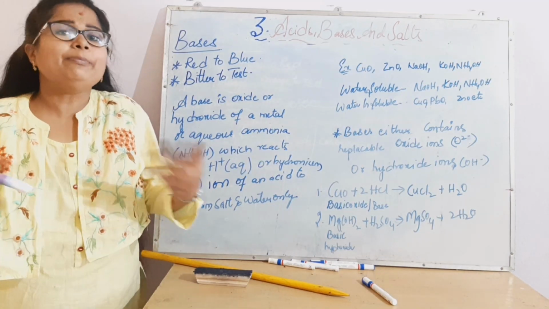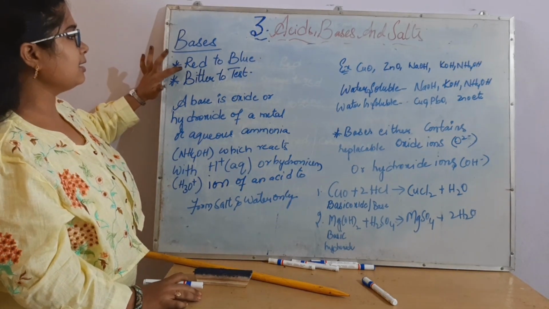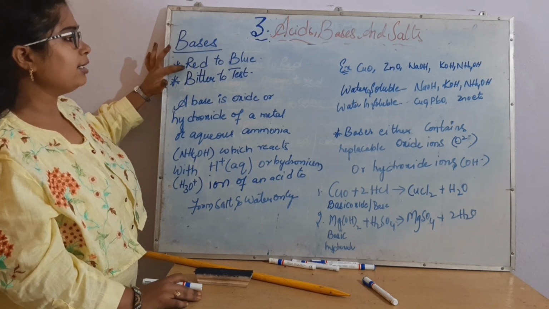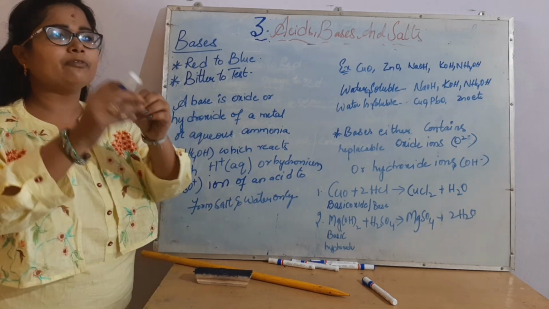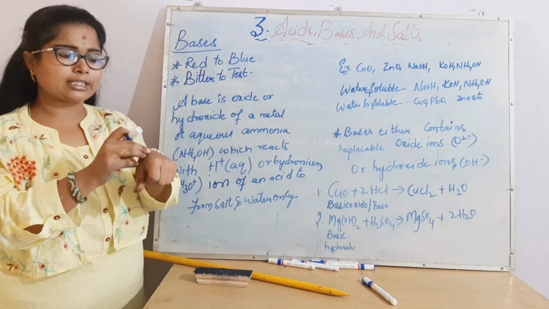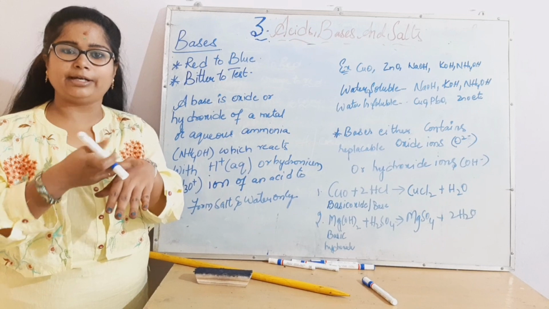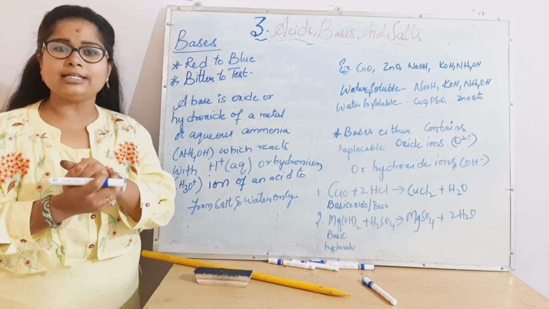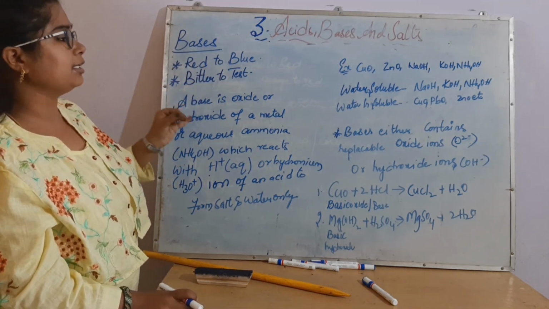Now bases are bitter to taste, and they turn red litmus to blue. They turn red to blue; in acid, blue to red. Remember, if acid falls on your skin, immediately your skin will turn red, isn't it? So blue to red is acid, and red to blue is base, and bases are very bitter to taste.